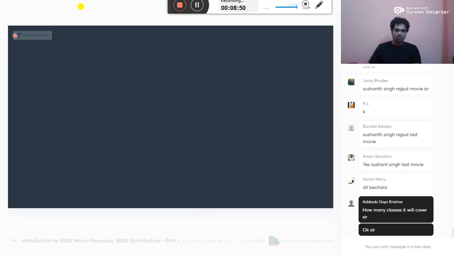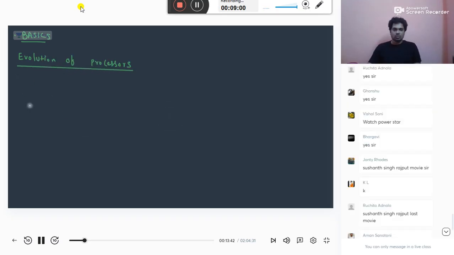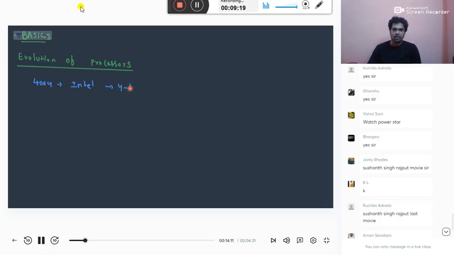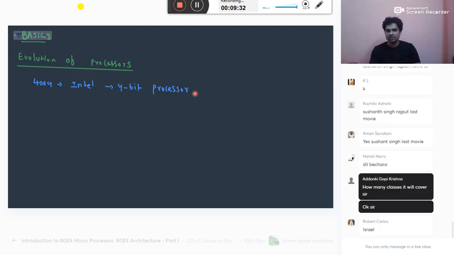So the first topic we are discussing is the basics of the computer: evolution of the processors. We will discuss one by one. The first one is Intel's first processor. It is a 4-bit processor. What is the meaning of 4-bit? We will discuss it very clearly, don't worry about it right now. Simply think that it has the capability to perform 4-bit operations at a time. So this is your first processor.